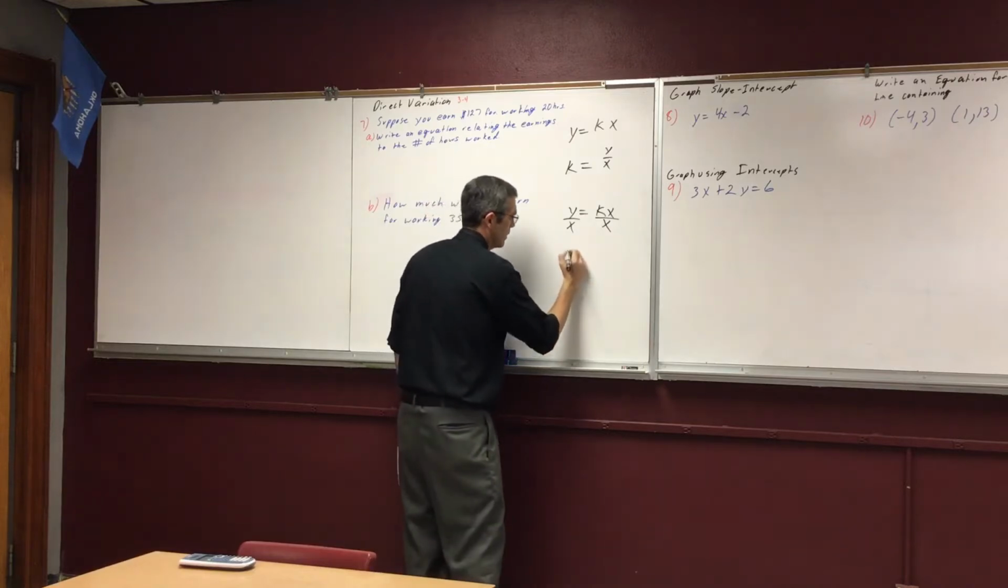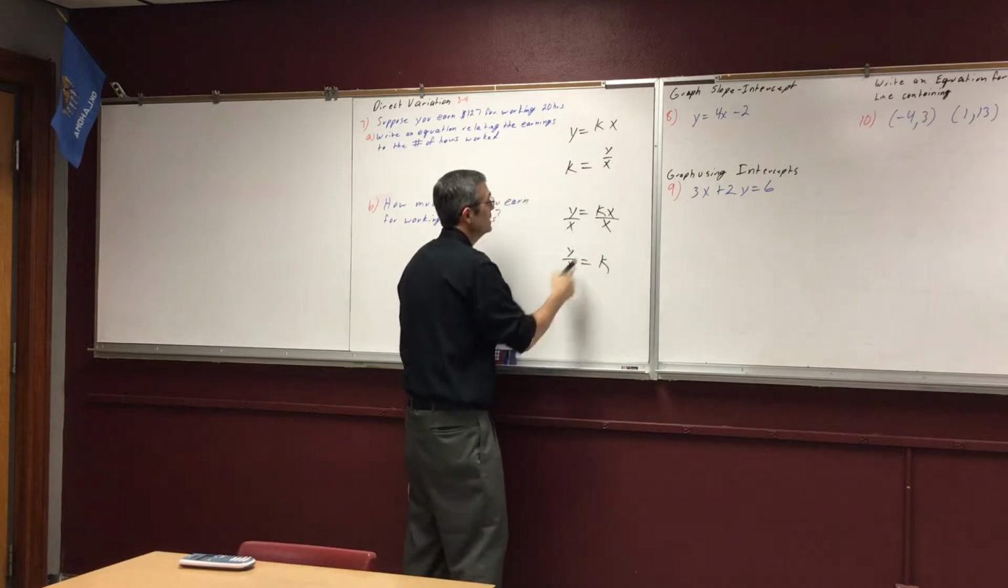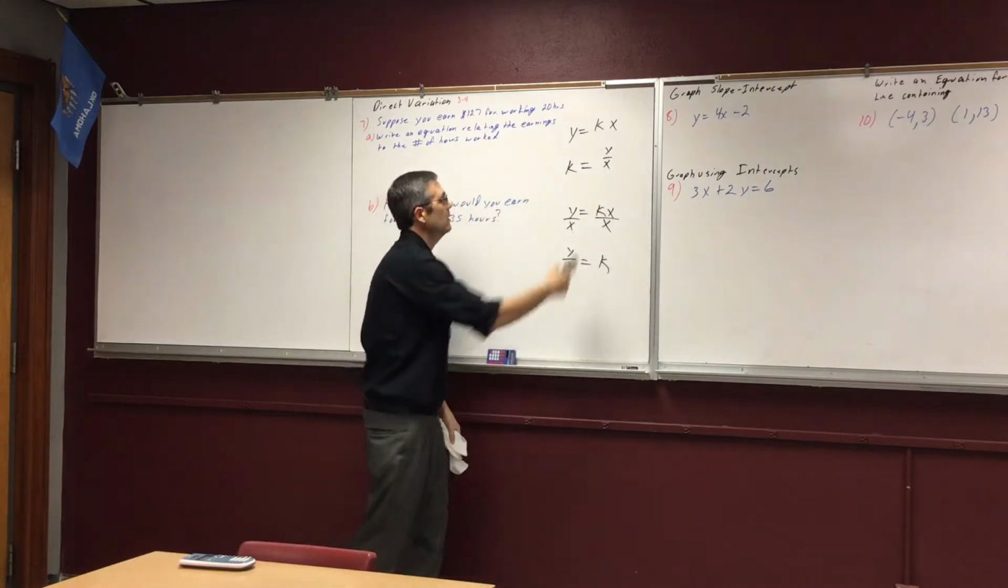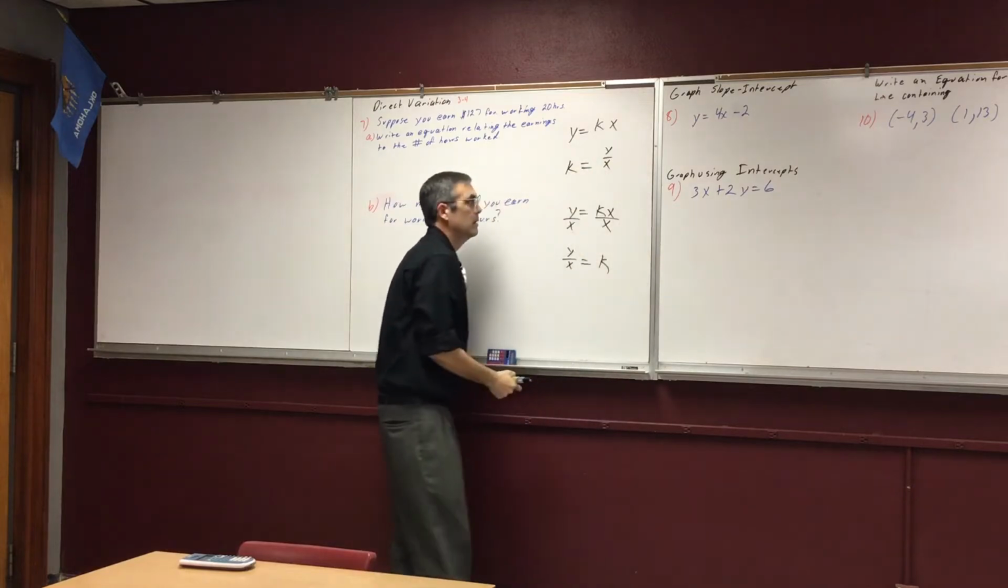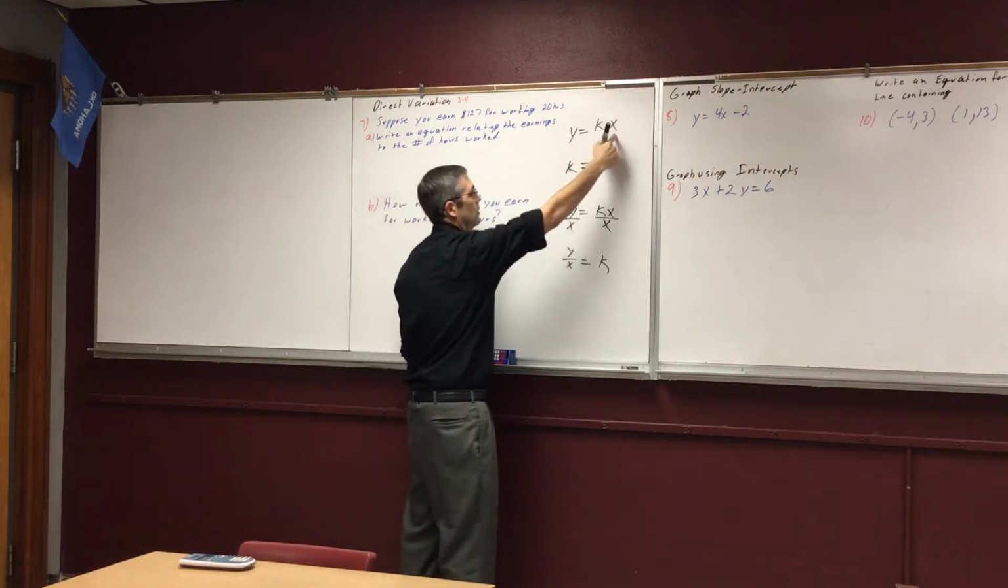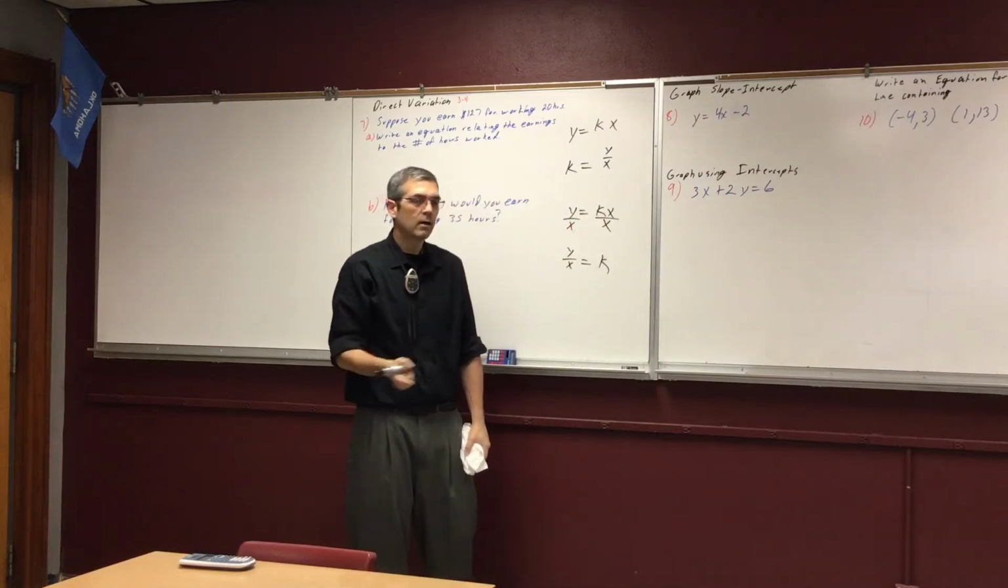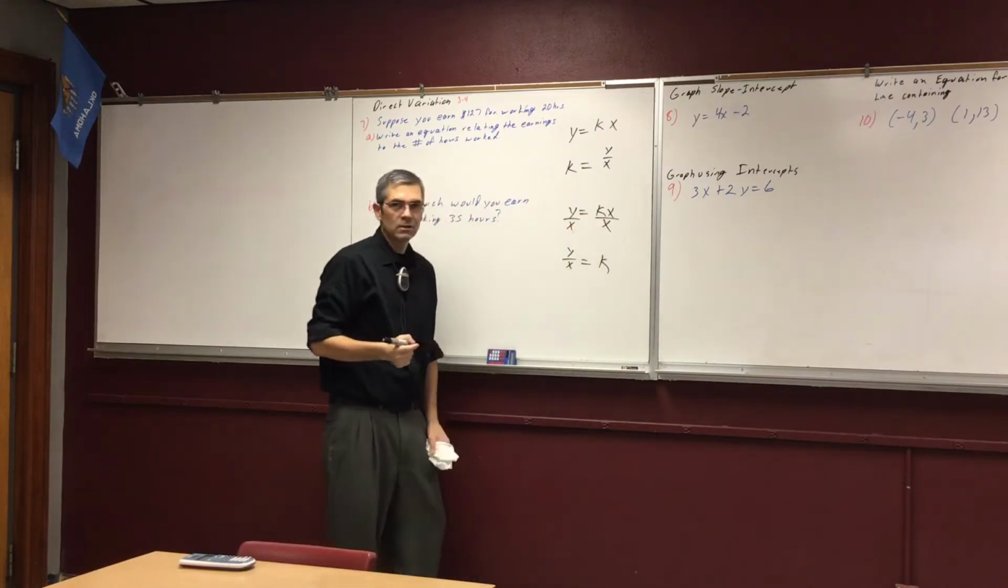Now look. y over x equals k. Isn't this and this the same thing? That's how they got that. They said, oh, we can set this up like this. And then if this is true, then this also must be true, because if we solve for k instead of y, we now have it where we can do this.